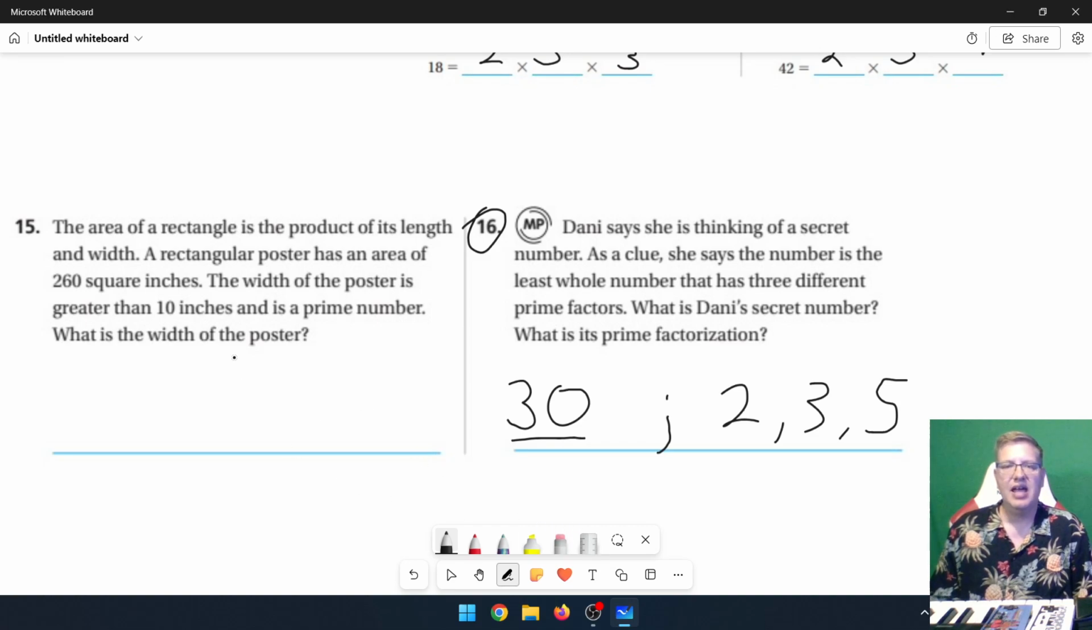All right, and then our other problem here, we are looking at finding the area of a rectangle. The area of the rectangle is given to us. We're trying to find the width. So we don't yet know what the length is, but we know what the area is. And we know that the width has to be a number that's larger than 10 and has to be a prime number. So the first thing I would ask my students to do is figure out what the first prime number after 10 is and see if it goes into 260.